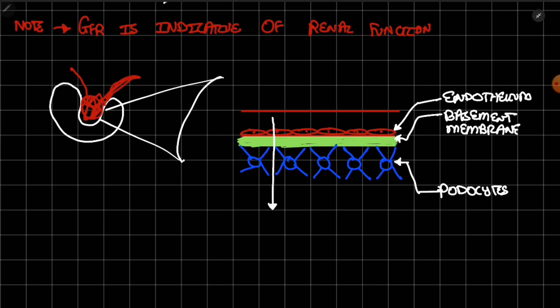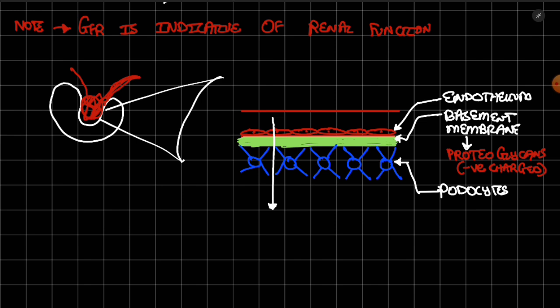So why are there no proteins? The basement membrane is a specialized structure in this case. The basement membrane contains proteoglycans, and you very well know proteoglycans are negatively charged, so they will repel those proteins and the proteins will stay in the blood capillary.